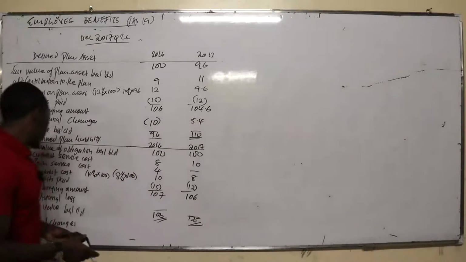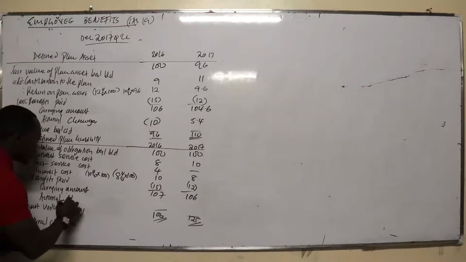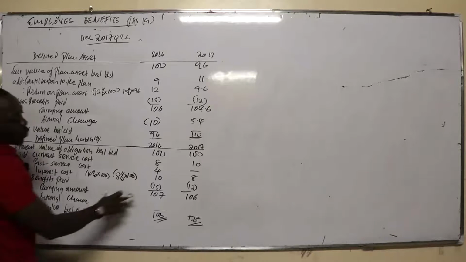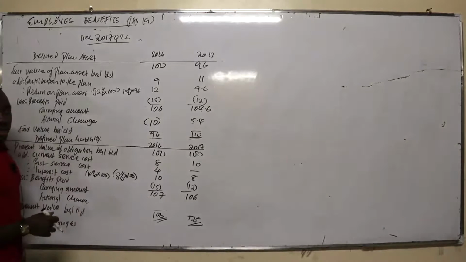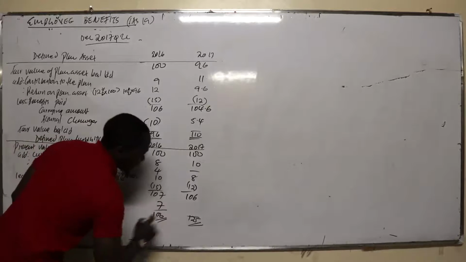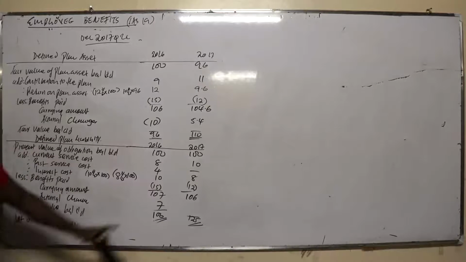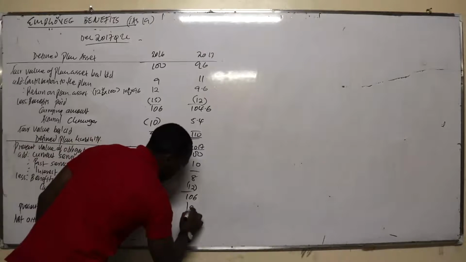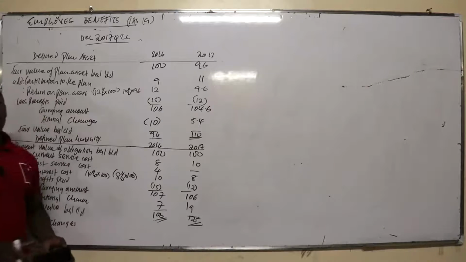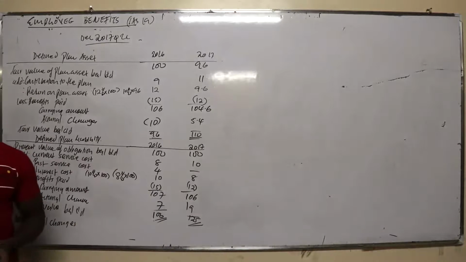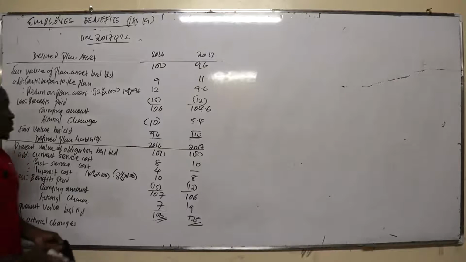We do the same for the liability. We get actuarial changes. 107 to 100 is a reduction, right? Reduction becomes a what? A gain. 106 to 125, 19. That's an increase. Increase becomes a what? A loss.